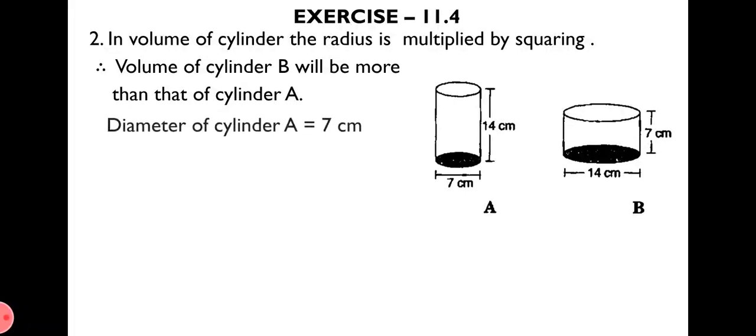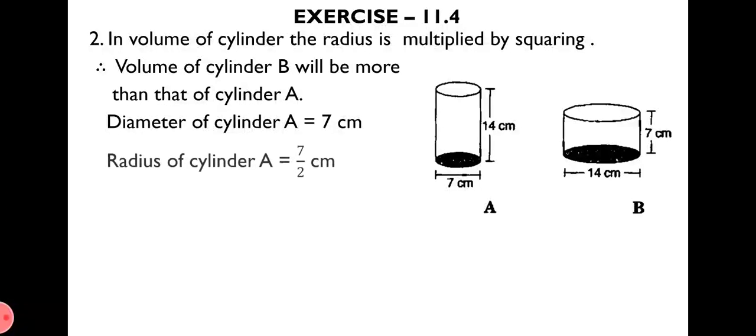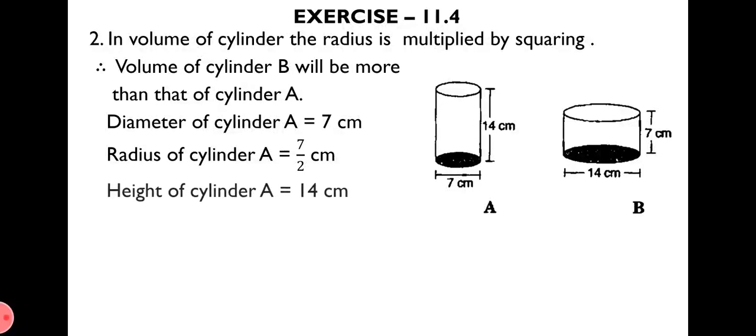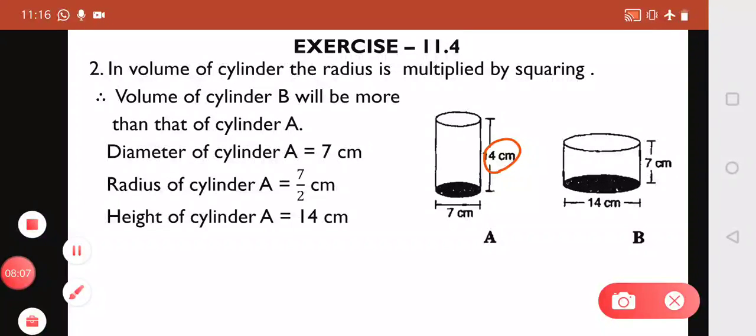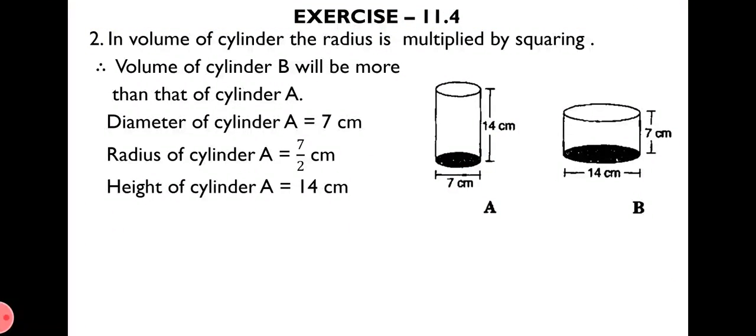So now for cylinder A, diameter of cylinder A equal to 7 cm, therefore radius of cylinder A equal to 7 upon 2 cm. Height of cylinder A is given as 14 cm, as you can see in this figure. Height is this and this is diameter, but radius is half of diameter. So we get these measurements.